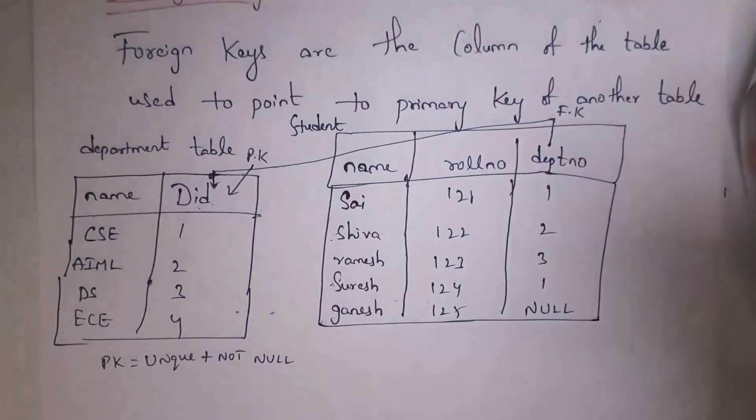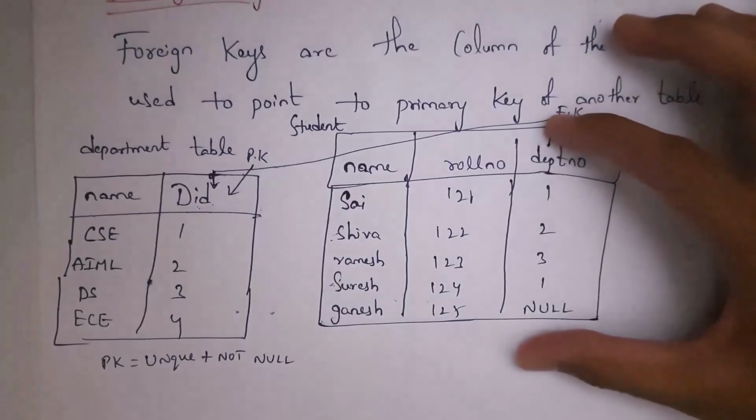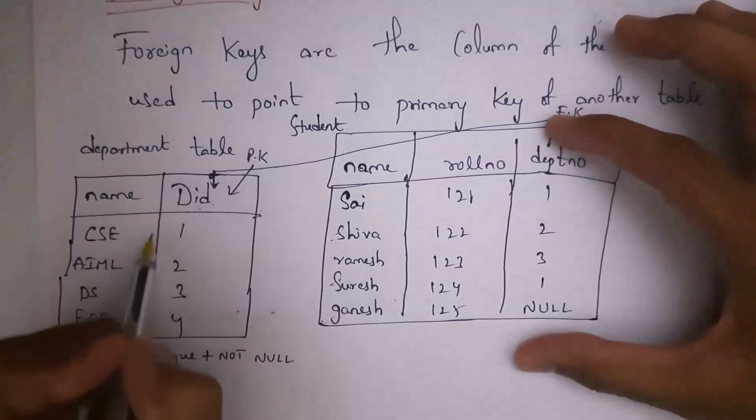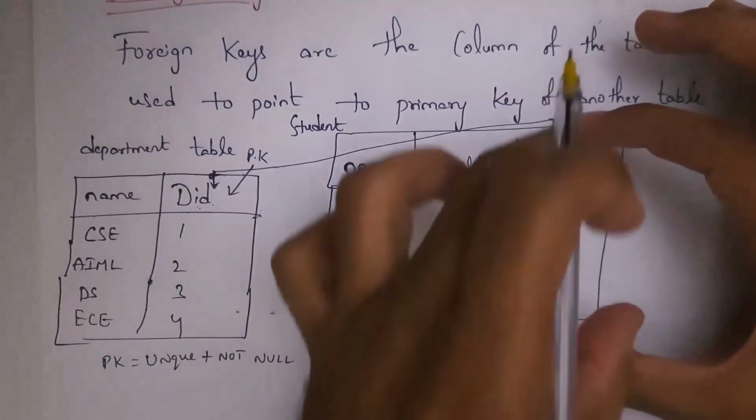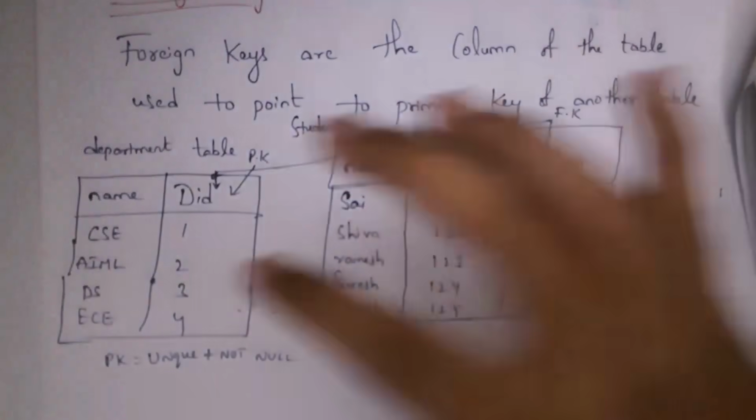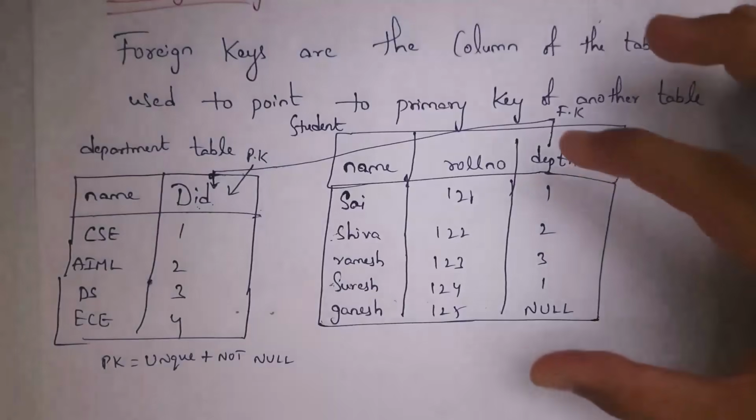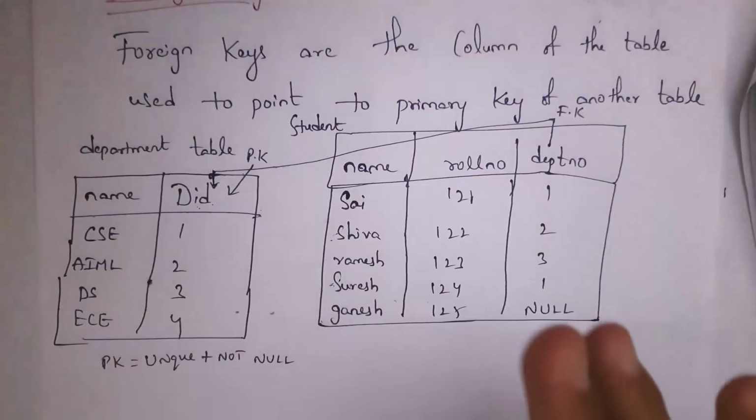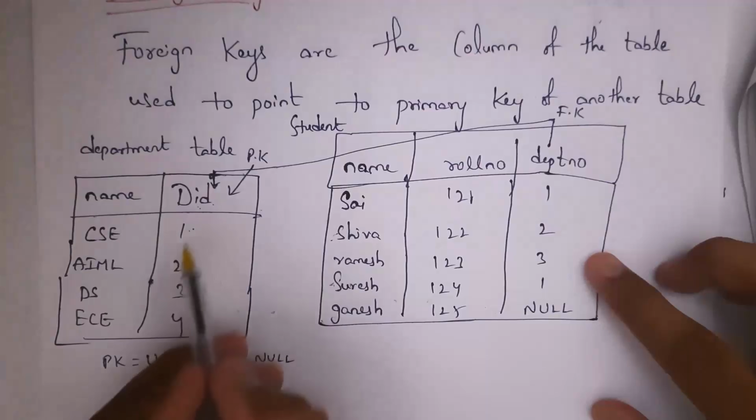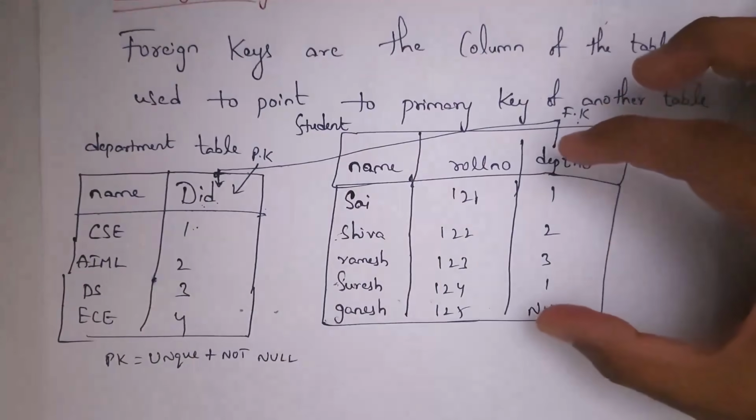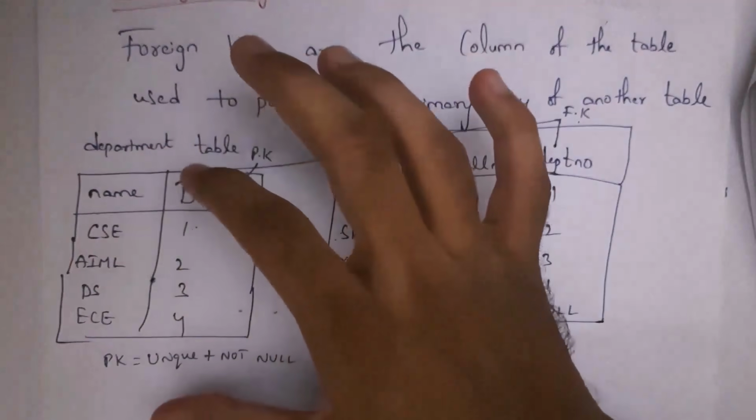So whenever you give a foreign key for any particular column, then whatever values are present inside the primary key, this department number column will accept only these values. Here in total there are 4 values: 1, 2, 3, 4. So in this department number column, I can enter only these values.